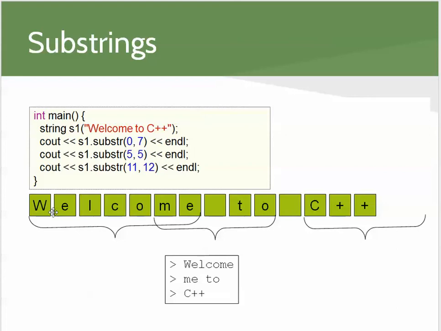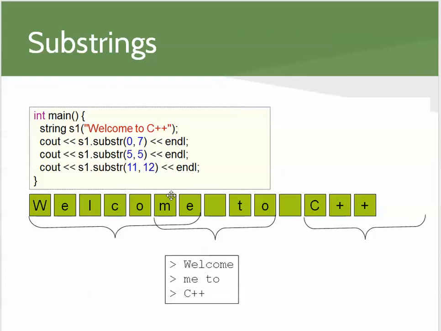S1.substr(0, 7) goes to index 0, counts out 7 characters, and returns a new string. A new string object will be returned. It could be assigned. I could say string S2 equals S1.substr(0, 7). And that's going to give me a new string that just says the word welcome, and that'll just print out. If I go to index 5, count out 5, I see me too.